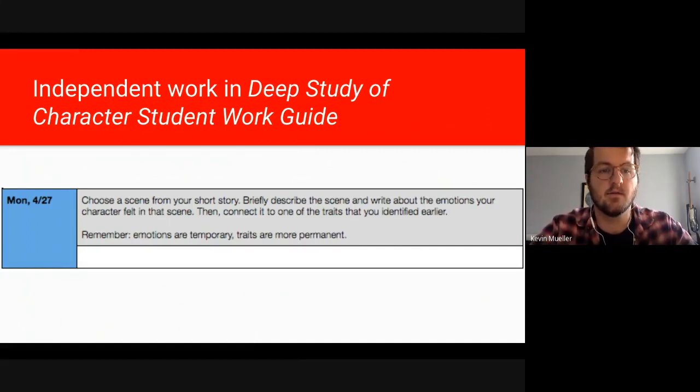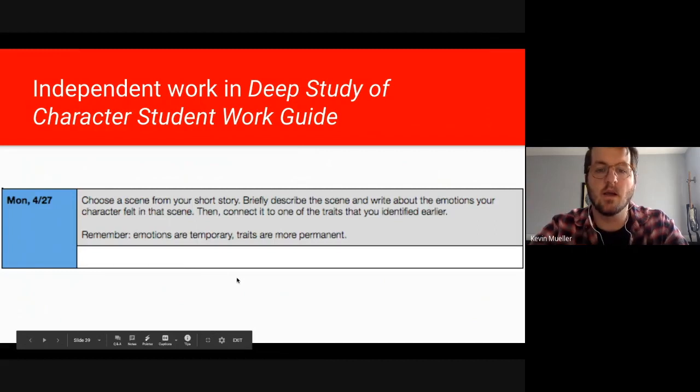I'd also like to note that because of report card pickup and teacher professional development, in your student work guide, today's lesson is going to be labeled Monday, April 27th. But don't be thrown off by that. It's the one where you're writing about emotions.